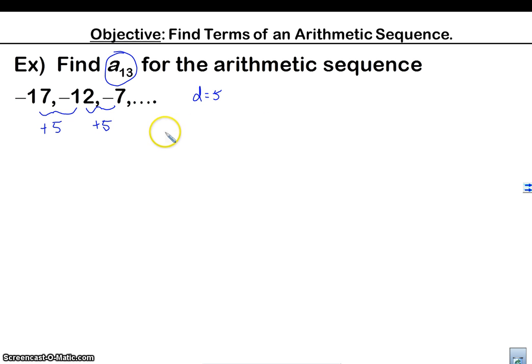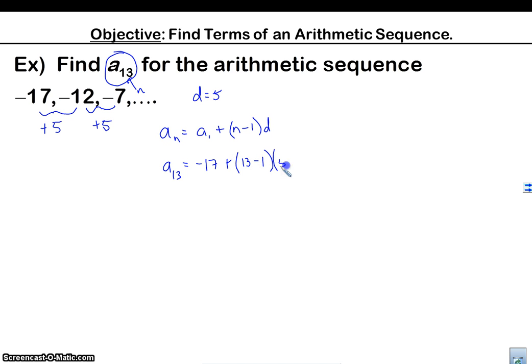There's a quicker way. I'm going to use the formula a sub n equals a sub 1 plus n minus 1 times d. So let's plug in what we know. We want the 13th term. Our first term is negative 17. The n is 13. That's n.